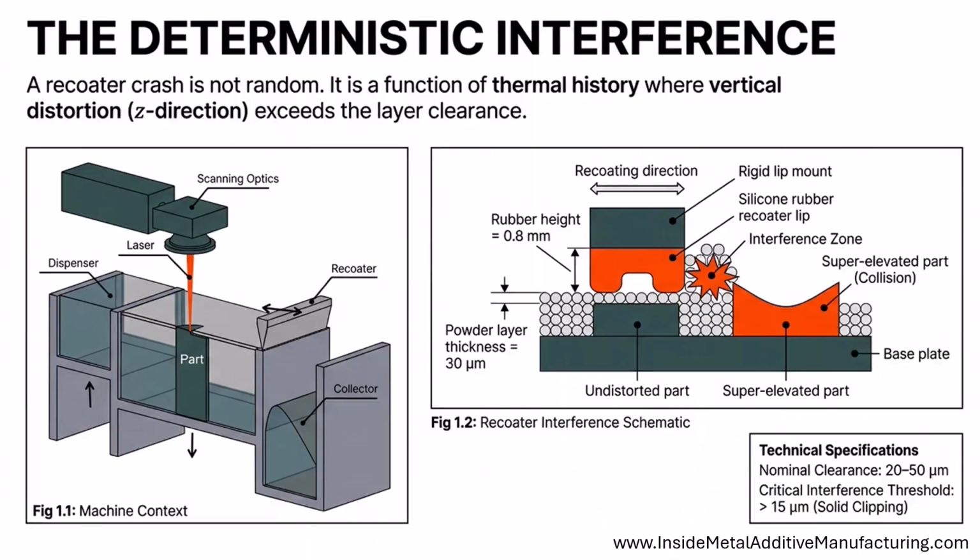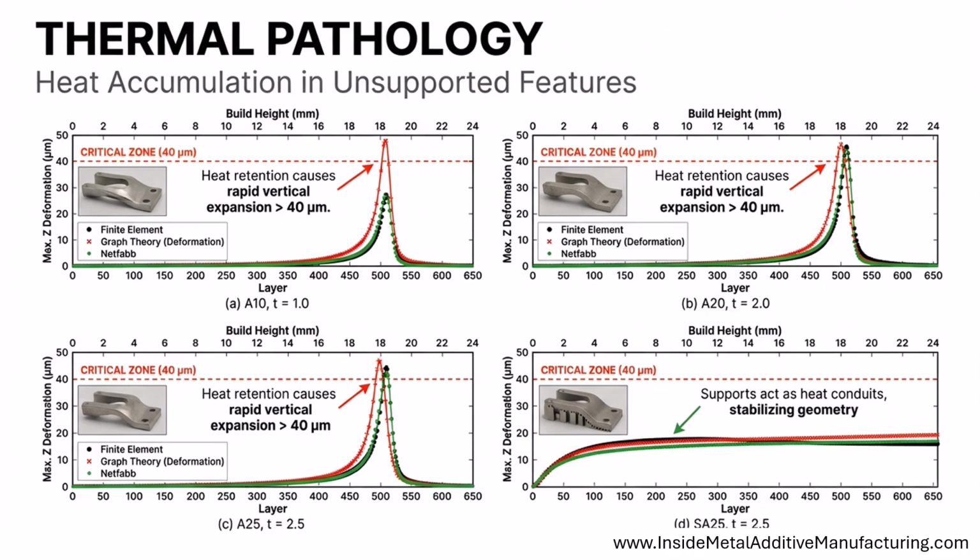A Recoater crash isn't just a random accident, it is a deterministic event driven by a part's thermal history. When vertical distortion in the Z direction exceeds the layer clearance, typically between 20 and 50 microns, the part enters the interference zone. Any superelevation beyond a 15 micron threshold leads to solid clipping, where the Recoater blade physically strikes the part. The root cause of this distortion is heat accumulation, especially in unsupported features.